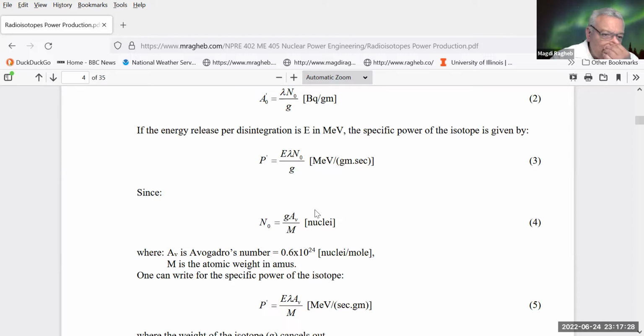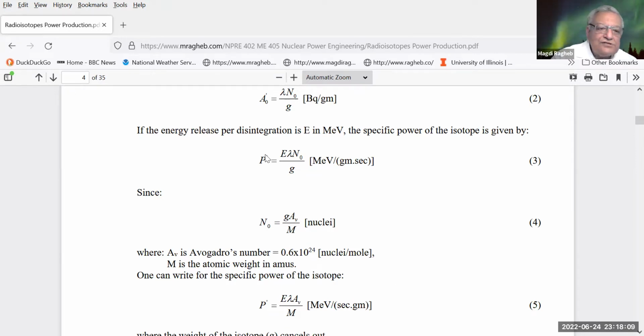As I suggested, we can use Avogadro's number and turn my n sub 0 here, the number of atoms of the isotope that we are using, into a mass, G, if you use Avogadro's law. The initial form of Avogadro's law is G over M, the number of moles, M being the molecular weight or the atomic weight of the isotope. And Avogadro is that constant of nature that we call Avogadro's number, 0.6 10 to the 24 nuclei per mole. All right, so let's substitute, instead of n sub 0 here, G, Avogadro's number divided by M.